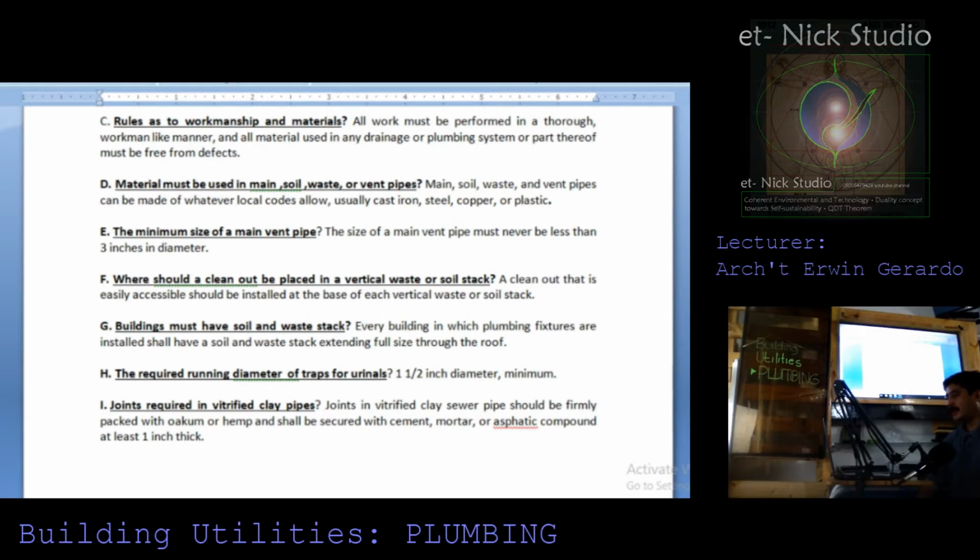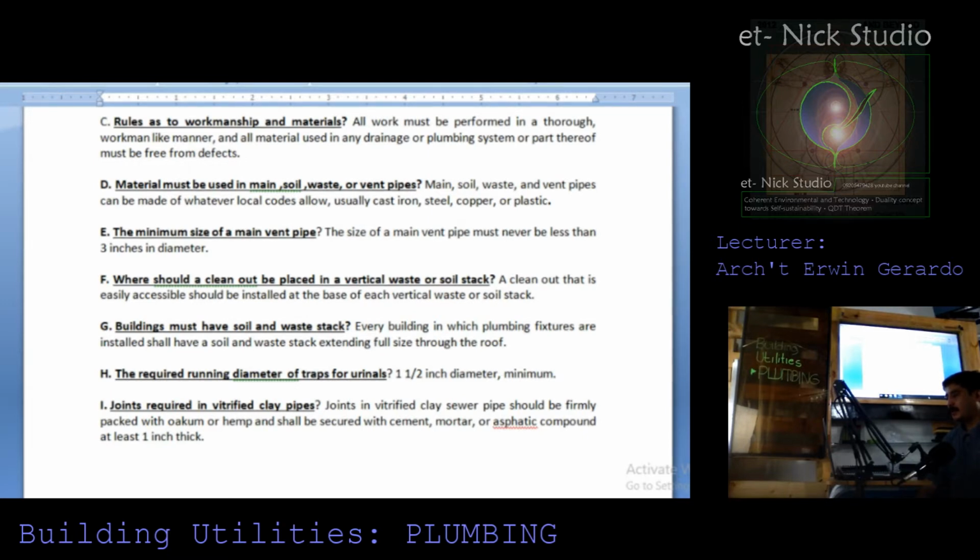The minimum size of a main vent pipe. The size of a main vent pipe must never be less than 3 inches in diameter, or its equivalent of 75 millimeters.